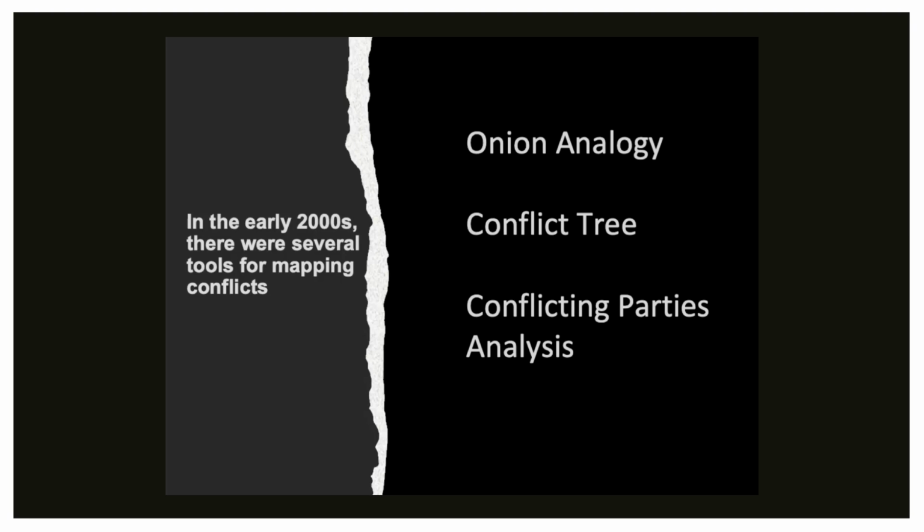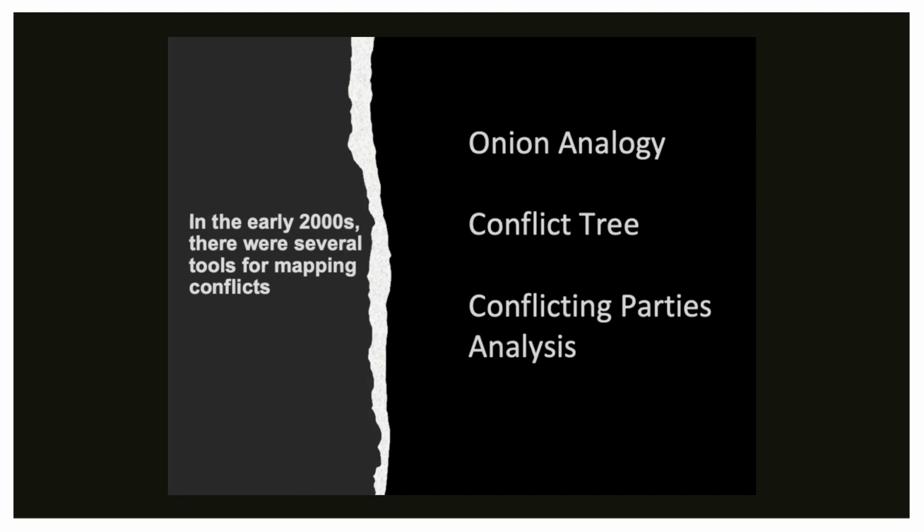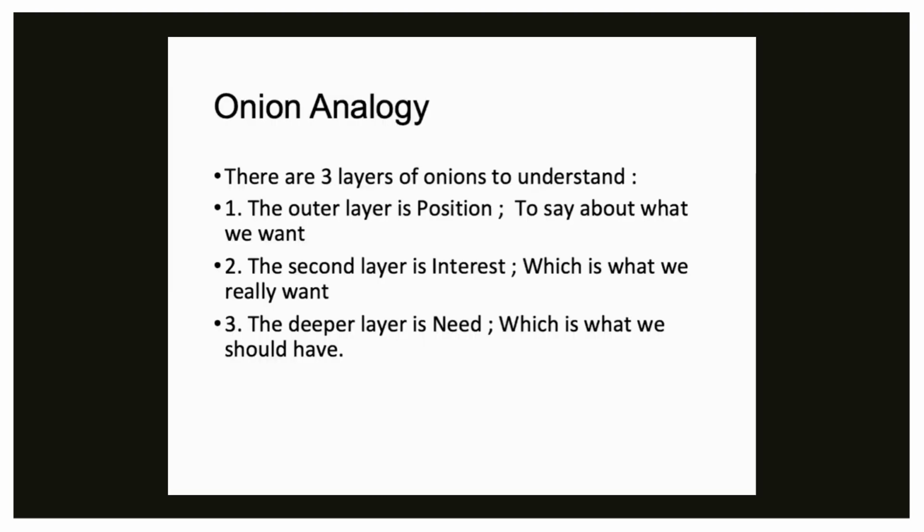We can look at the tools one by one, because they are the background for our framework. Understanding these tools also makes it easier for us to understand the dynamic framework. Let me start with the onion analogy. To understand the conflict and the situation, there are 3 layers in the onion analogy.